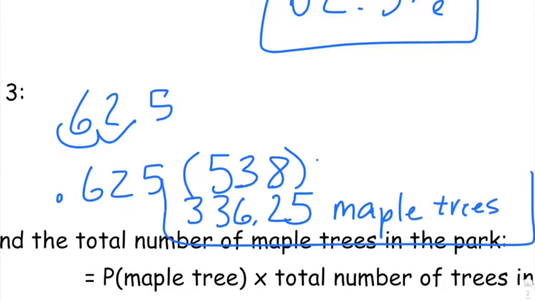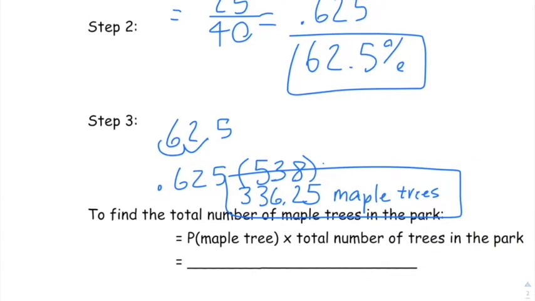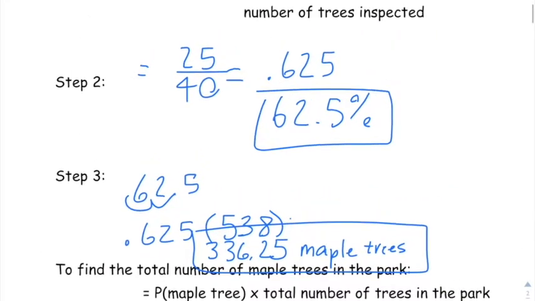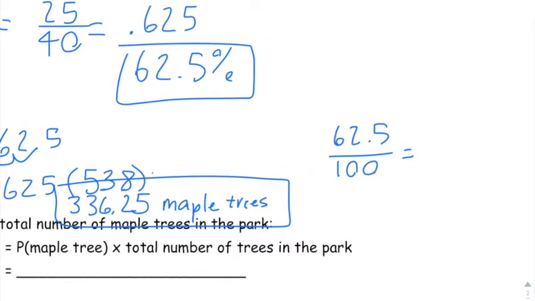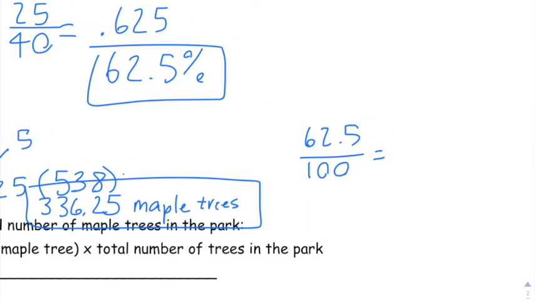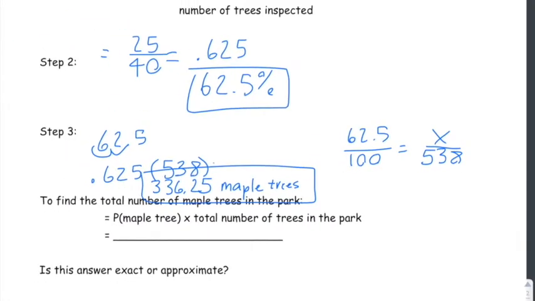And this is all theoretical from here. That's not actually what we found there. So now another way some people do it is they like to change the 62.5. They like to write it as a proportion here. So they'll say 62.5 divided by 100 equals X trees over the total 538. And once you cross multiply and divide, you'll get the same thing.